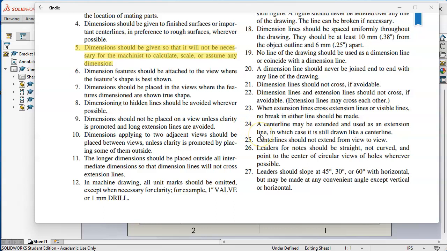A center line may be extended and used as an extension line, in which case it is still drawn like a center line. Center lines should not extend from view to view. Leaders for notes should be straight, not curved. Curved is more of an architectural thing than an engineering thing, so keep that in mind. Slopes, and then let's jump over to the next page.